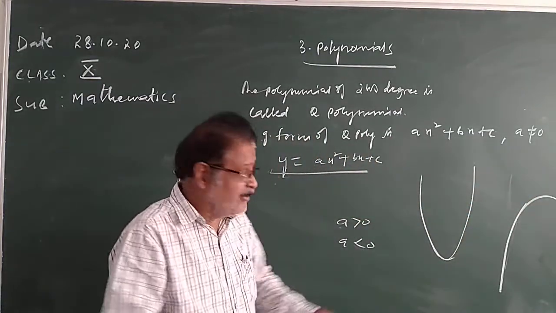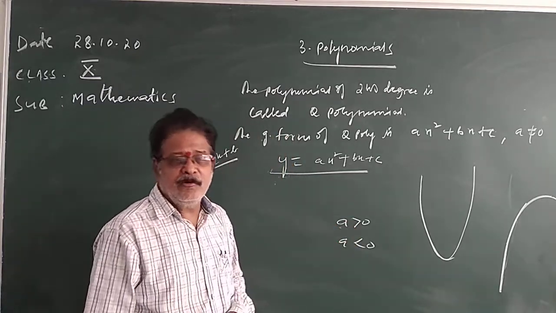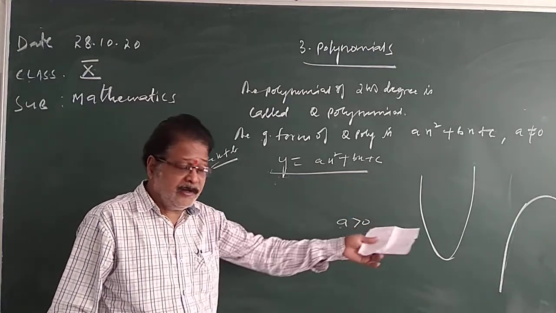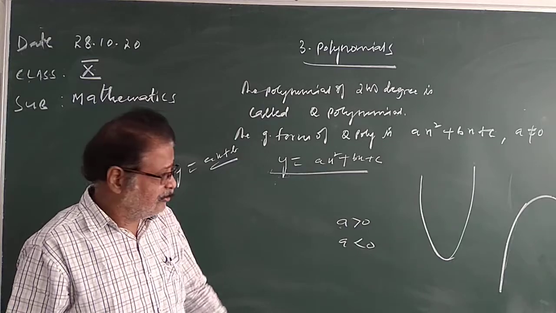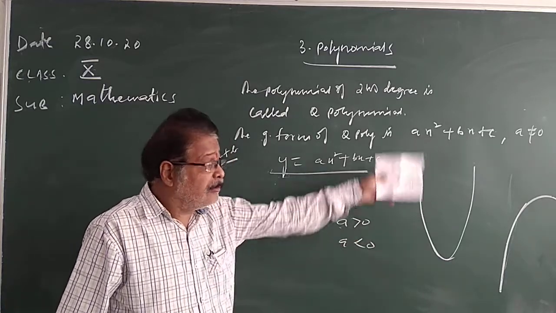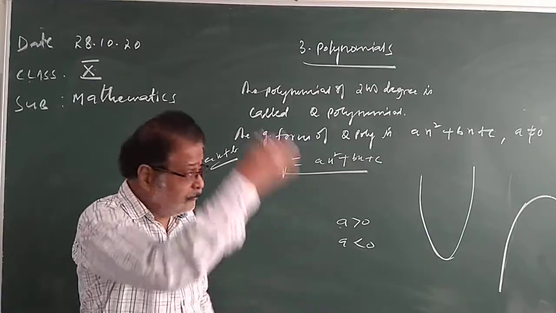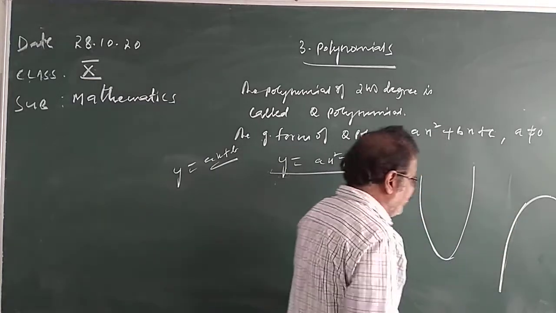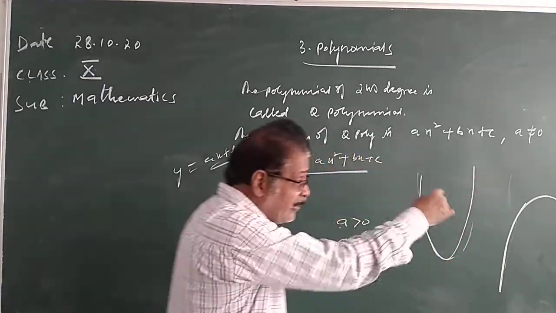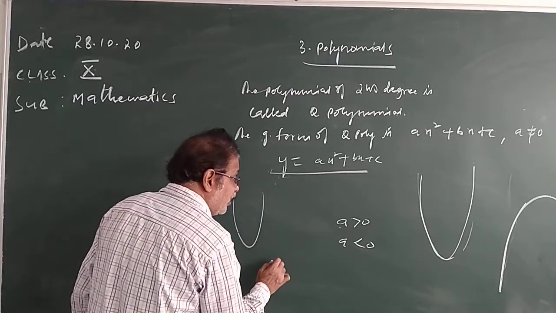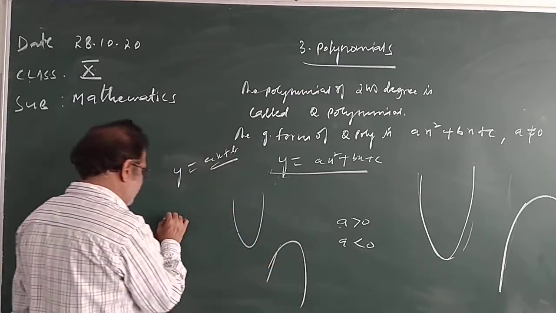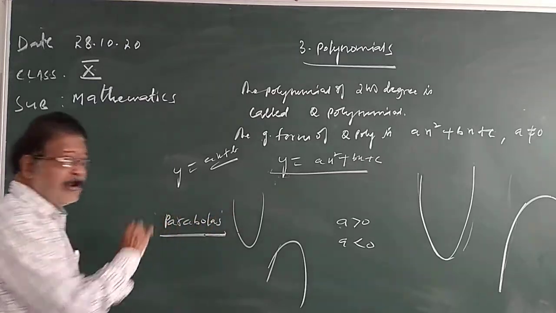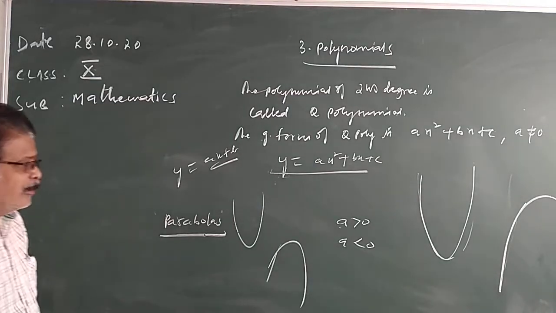How can you know that? It depends on the a value, where a is the coefficient of x square. If the coefficient of x square is greater than 0, we get one curve. If it is less than 0, we get the other curve. If it is positive, the curve opens upwards. When it is negative, it opens downwards. The shape of these curves, when it opens upward or downward, is called a parabola.